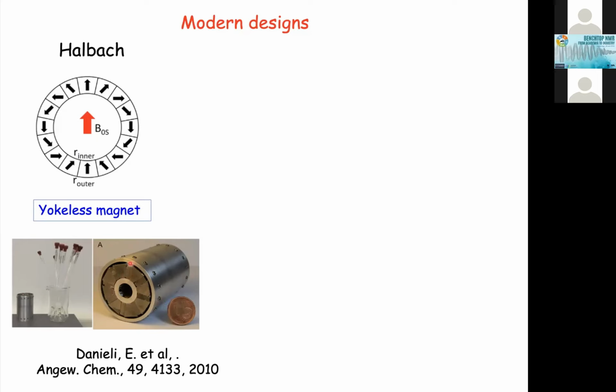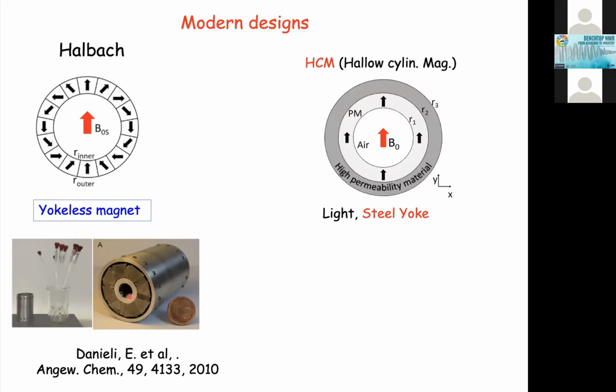Because they don't have any iron yoke to close the magnetic circuit, it can be very light and can produce a very high magnetic field. We use this for middle resolution or also for low resolution, as I will show you later.